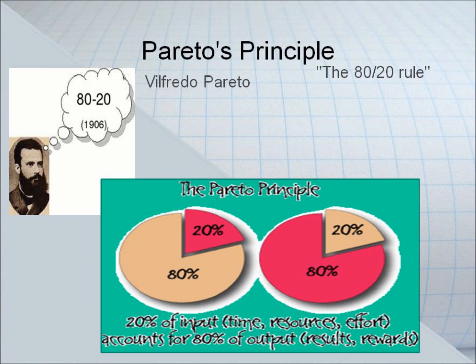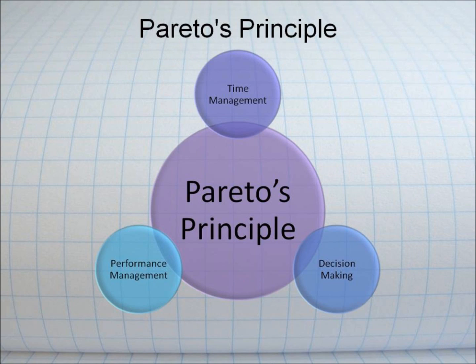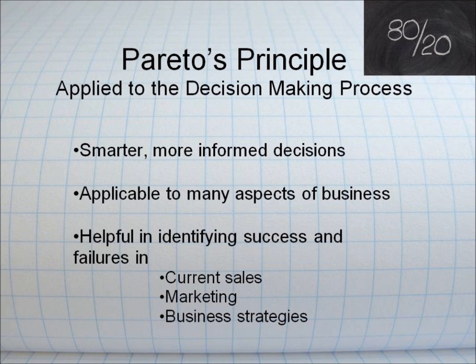Pareto's Principle can be a very effective tool to help manage effectively. In this presentation, we will take you through how Pareto's Principle can be applied to the decision-making process, time management, and performance management. Pareto's Principle, also known as the 80-20 rule, can be very helpful when applied to the decision-making process. It allows a business owner to make smarter, more informed decisions.